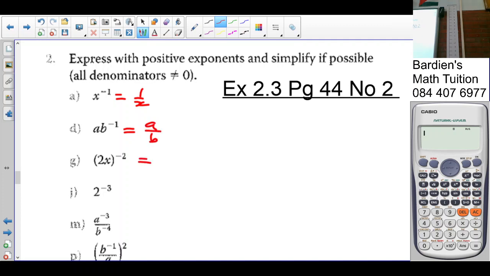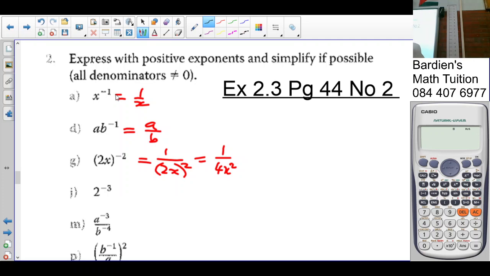The next one, what will this be? 1 over 2x all squared. Why? Because the negative is on the whole bracket. The whole bracket must go to the denominator. Got it? If you don't sound convinced, I'm going to show you another way now. 1 over 2 squared is 4x squared.